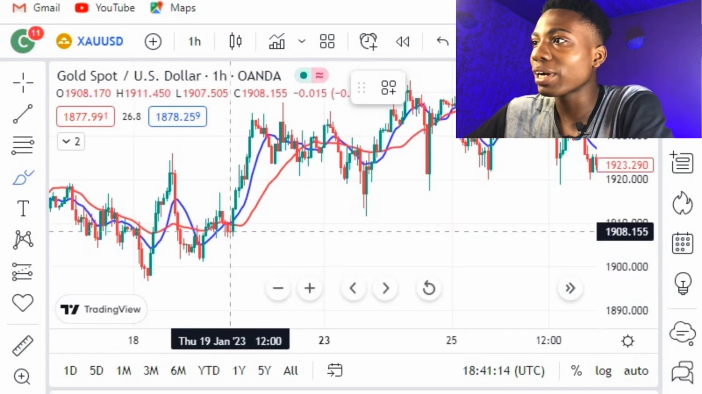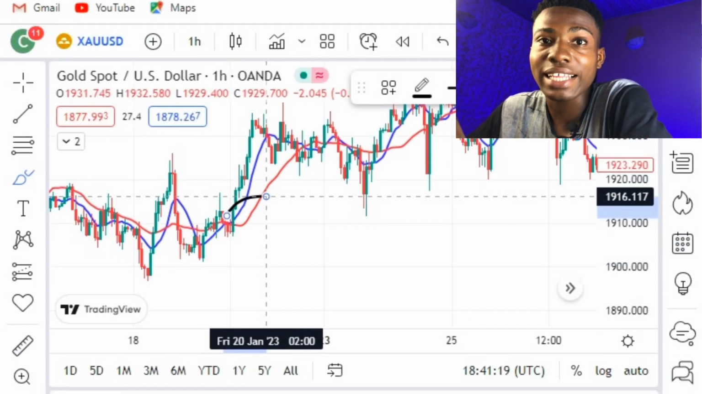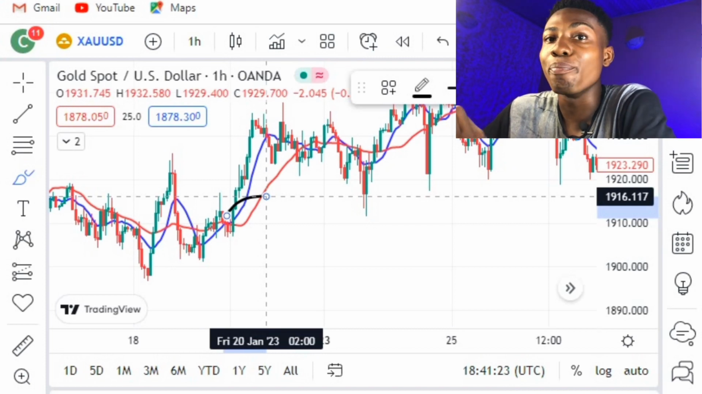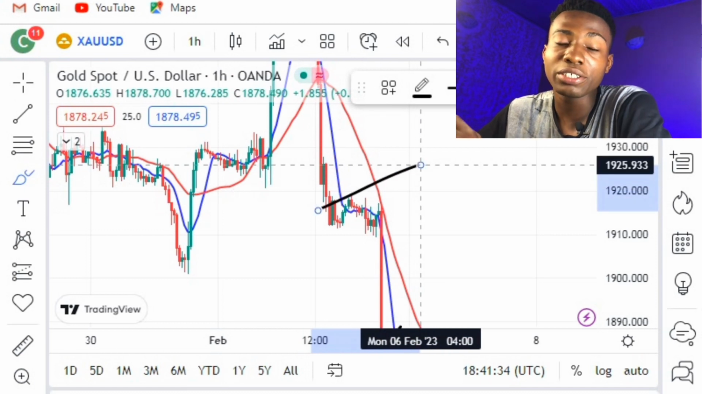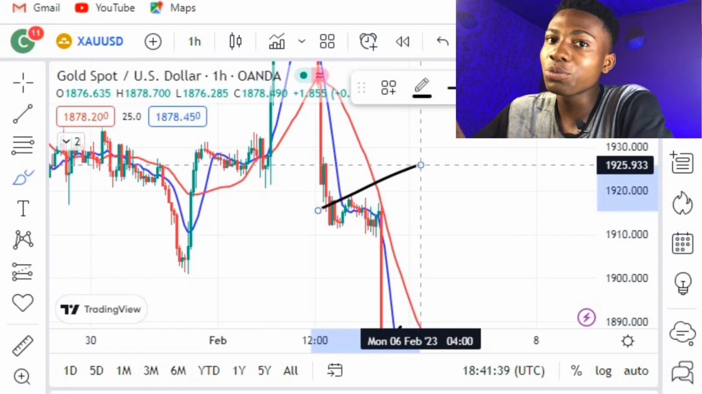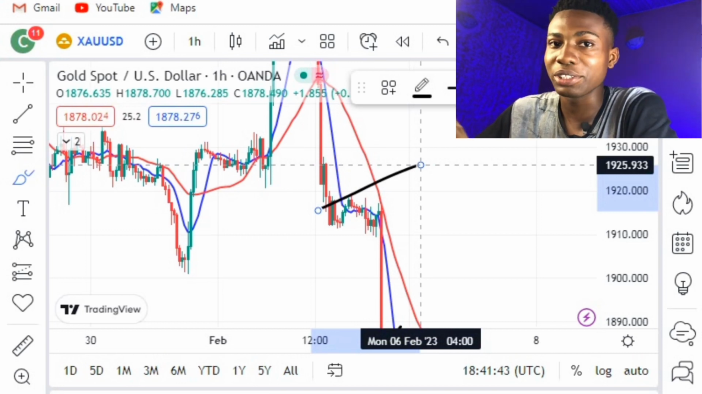Now, whenever we see price above the 25 moving average, it's trying to indicate that the market is in a buy state, which means we need to be looking for more buys in the market. And whenever we see price below the 25 moving average, it's trying to indicate that the market is in a sell state, in which we're going to be looking for sell points a lot in the market. So that's what you have to note.